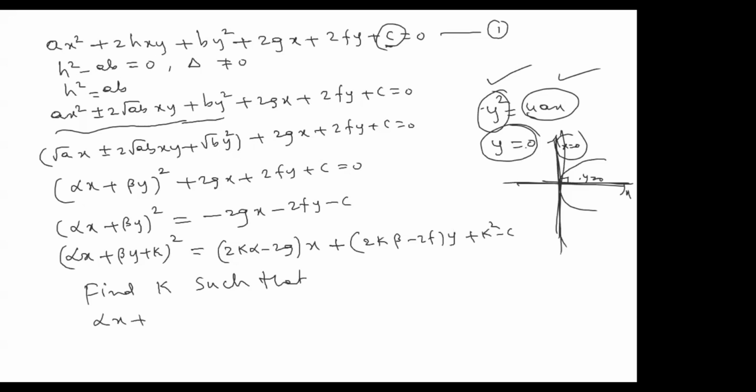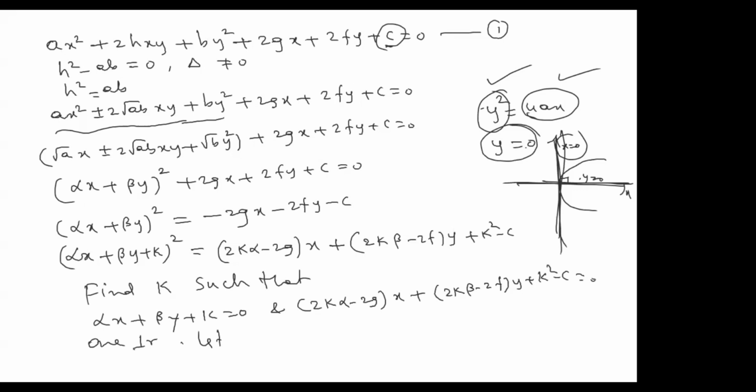alpha x plus beta y plus k equal 0 and (2k alpha minus 2g) into x plus (2k beta minus 2f) into y plus k square minus c equal 0 are perpendicular, because axis as well as tangent at the vertex are perpendicular. So we will get k value, right? Let k is equal to some alpha or lambda. Alpha is already there.